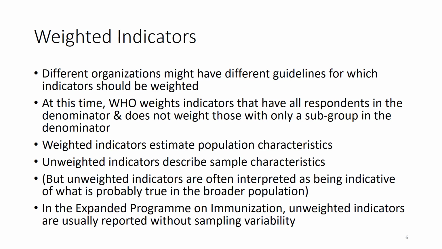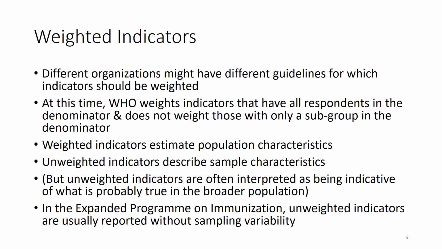As we begin to talk about the specific coverage indicators that WHO recommends, you'll find over time and across different organizations that different people will have different ideas and different guidelines for which ones should be weighted. At this time, the WHO recommendations are pretty straightforward. Any indicator that has all the respondents in the denominator, meaning that every eligible child gets counted in the denominator, then those are weighted. And if the denominator is a subset of children, then those indicators are not weighted.